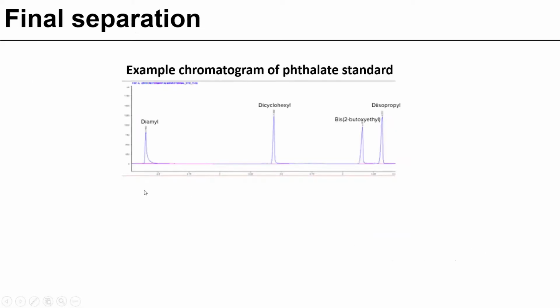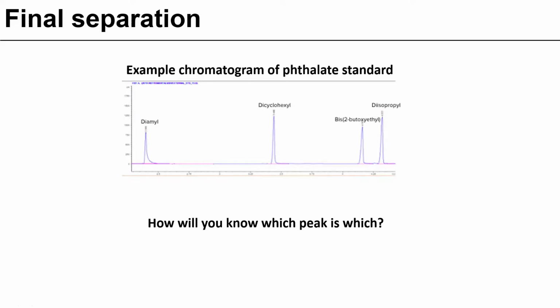All right, so in the end, what we want to see is a chromatogram like this, where you've got all 4 peaks baseline separated. You can see this bis2 butoxyethyl peak here comes all the way down to baseline before the start of the diisopropyl peak. So that's what we want to see in the end. And I'm sure that you will all be able to achieve this.